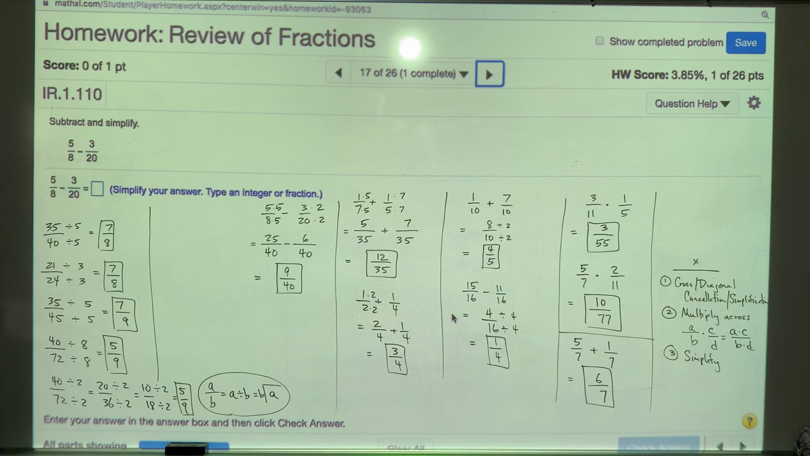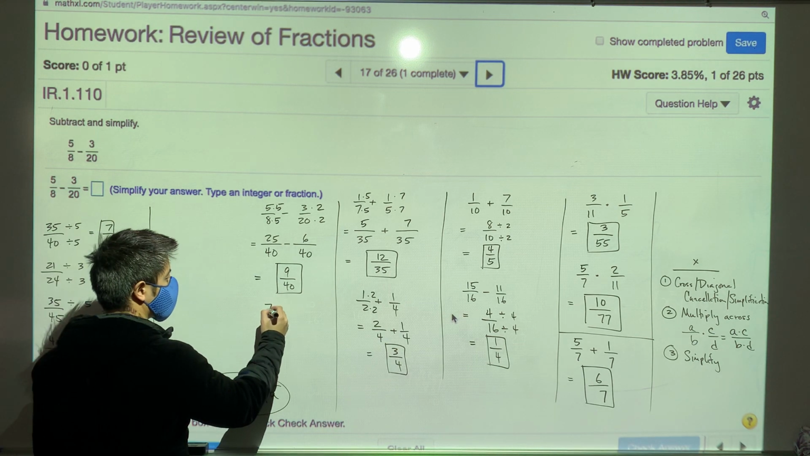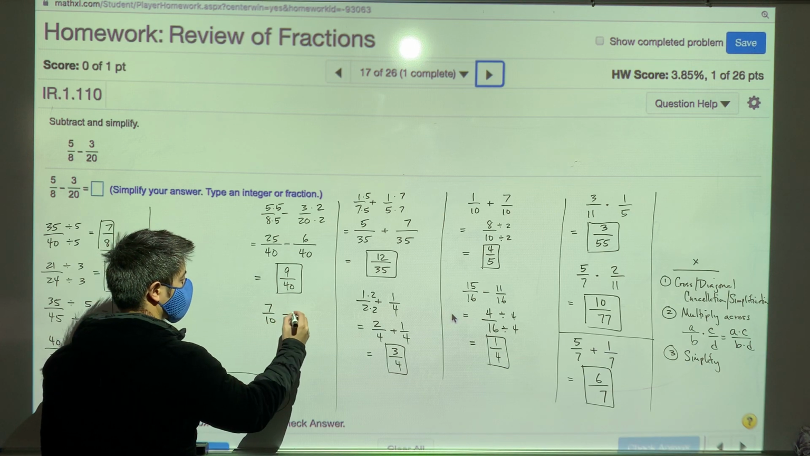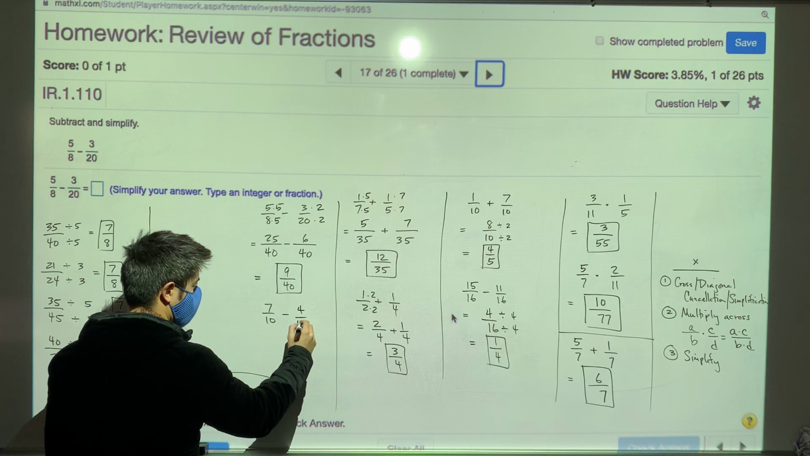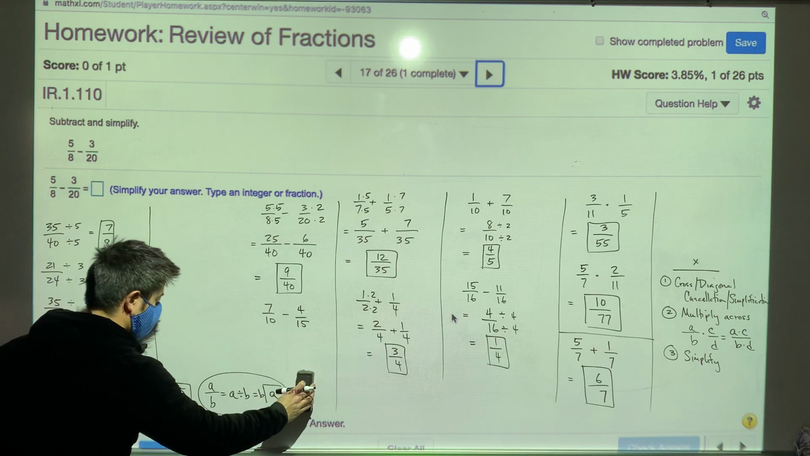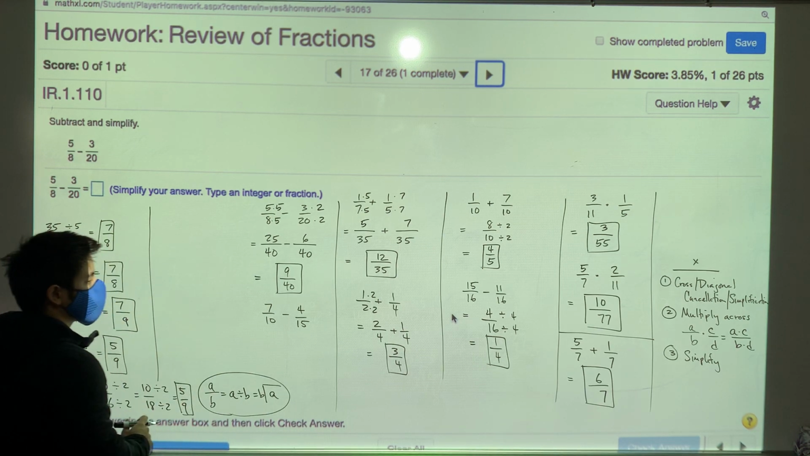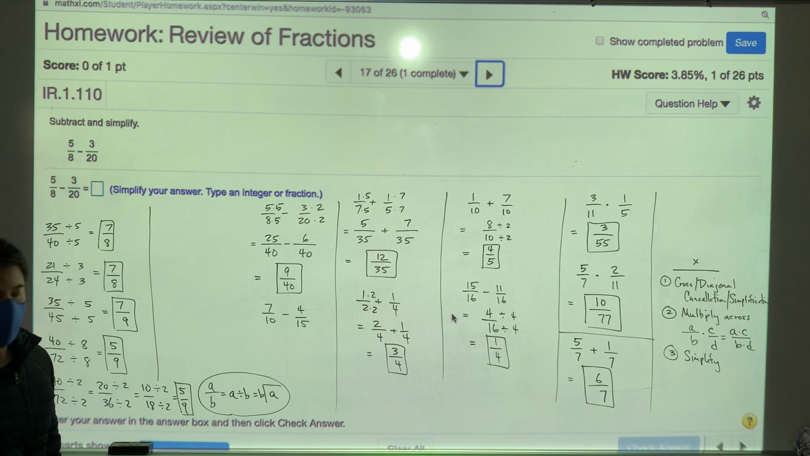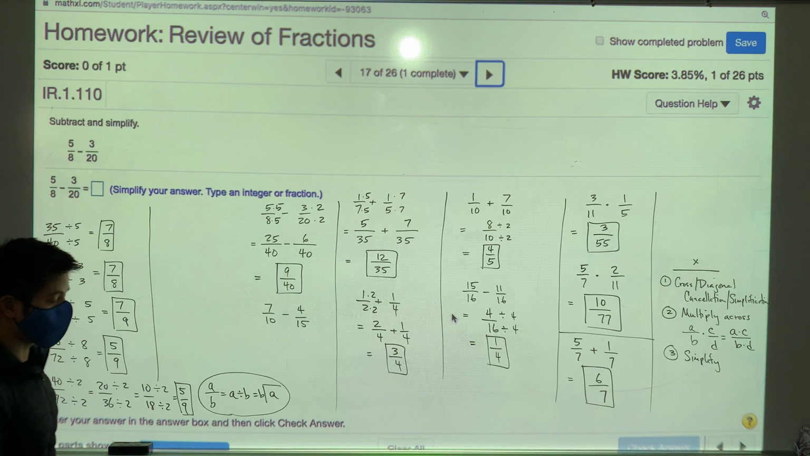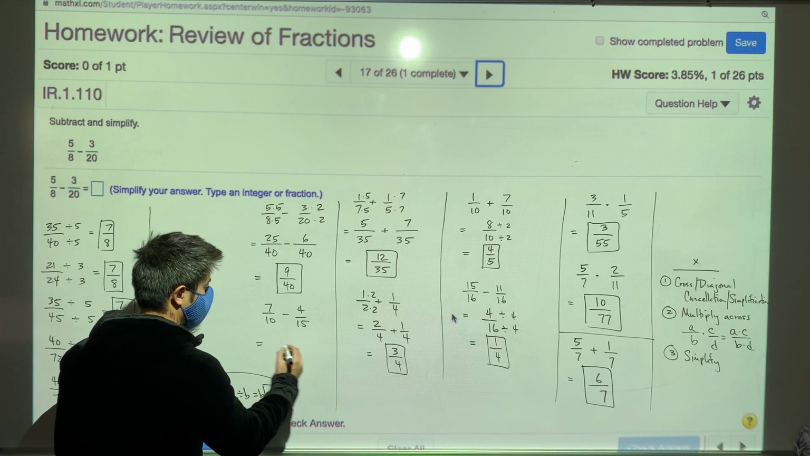Any questions about that at all? Yes. I think I did mine. I don't know where I messed up. All right. Mine was 7 over 10. Okay. Mine is 4 over 15. Okay. All right. And we have space. So what do you think? What did you think for your lowest common denominator? 30. You're absolutely right. 30 is the lowest common denominator.